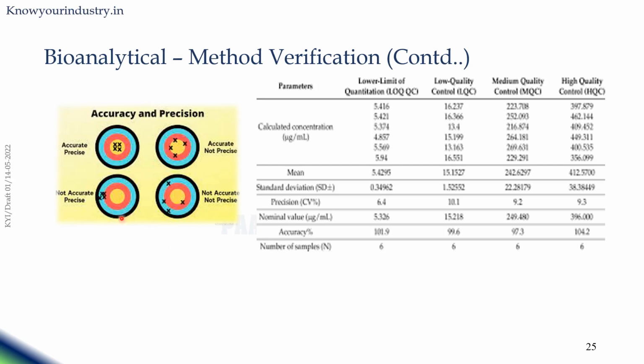And this one is not accurate, it is not near the yellow line, but all the values fall close to each other, so it is precise. So all these three things are not good for the method, and this is the only good method based on the accuracy and precision data. Hope this slide explains how precision and accuracy are determined during the bioanalytical method.